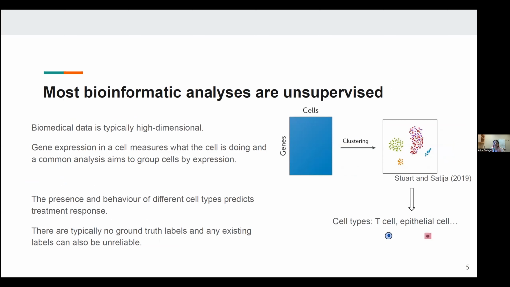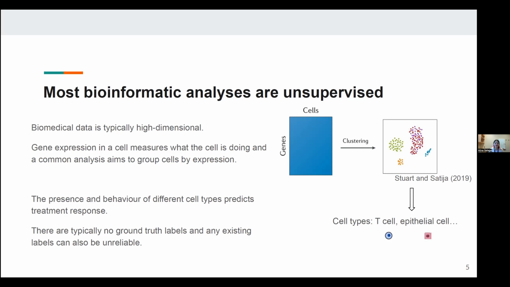This is because bioinformatic analyses are, by their nature, almost always unsupervised and very exploratory. Biomedical data, which is the input to bioinformatic analyses, is typically high dimensional. In this talk today, I'm going to specifically focus on gene expression data. That's also where I mostly work. When we measure gene expression within a cell, we quantify the cell's phenotype, or roughly speaking, we measure what the cell is doing, how it is behaving in its surroundings.